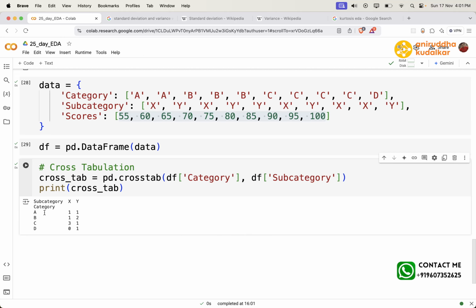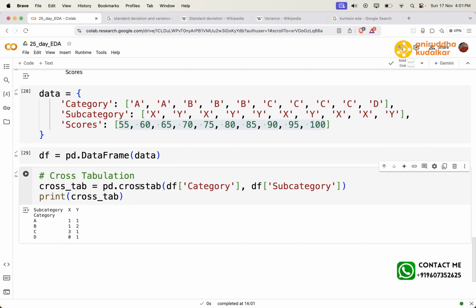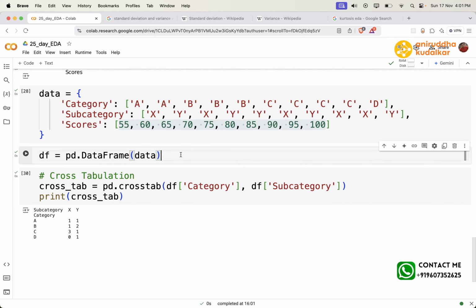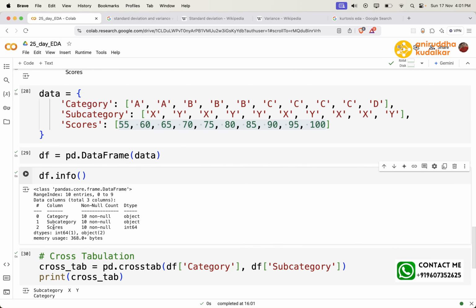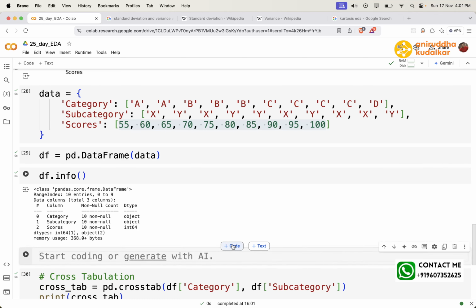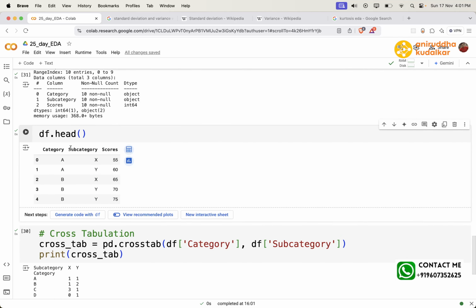So here we can say this is your crosstab. Can you see subcategory? See how it has created. So this data frame is different. Here we can say df.info. It would be having 3 columns: category, subcategory, scores. These are the 3 columns. And here we can say df.head, first 5 rows. You can see these 5 rows.